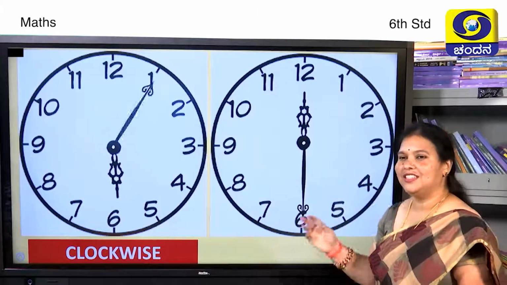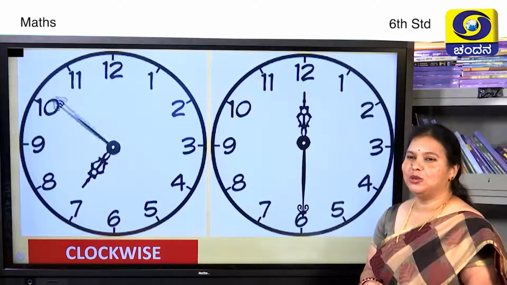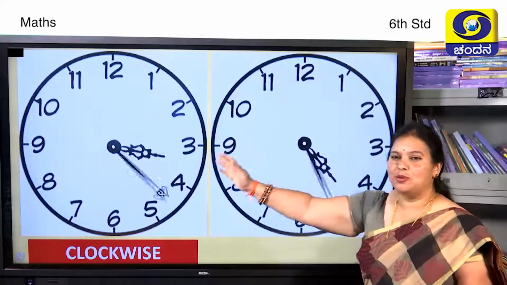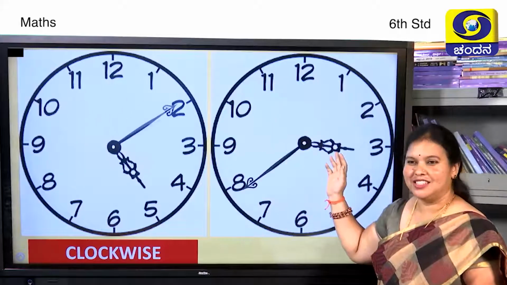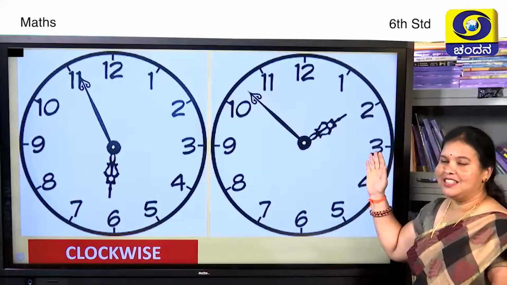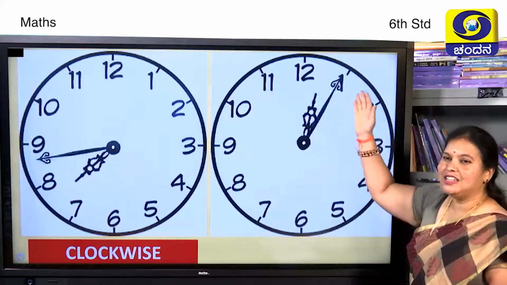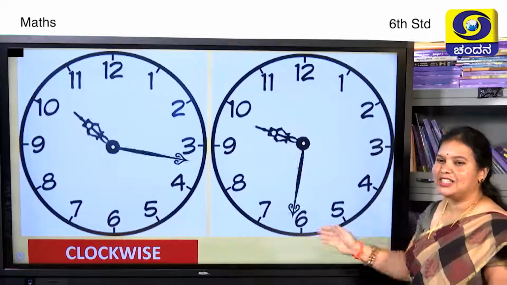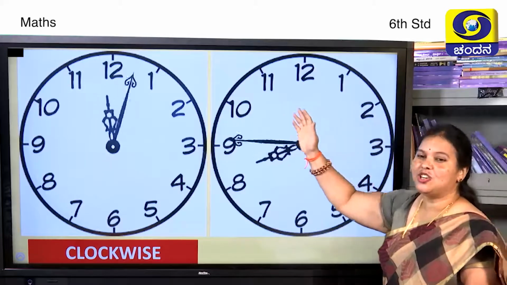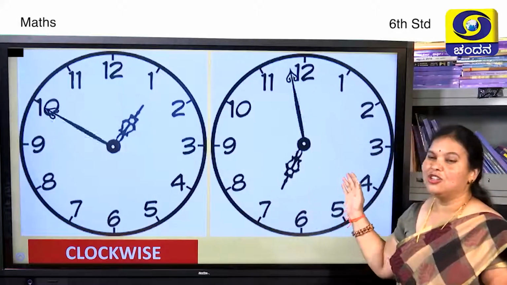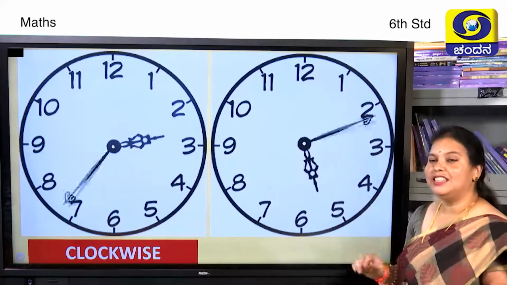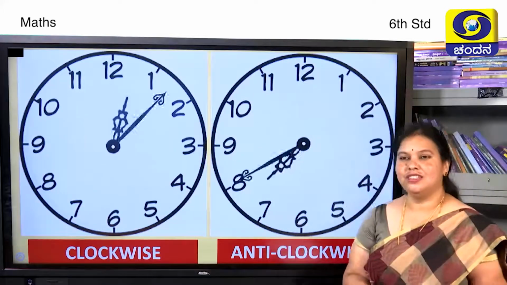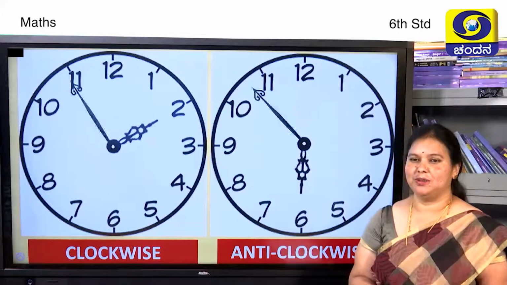Now, I will activate the second clock. You observe the movement of the needles. Here, the needles are running just opposite to the clockwise movement, isn't it? The movement of needles starts from east, north, west, south, again to east and continues in the same direction, just opposite to the clockwise direction. So, we call it as anti-clockwise movement. Understood, children? Now, we will verify the same with some more examples.